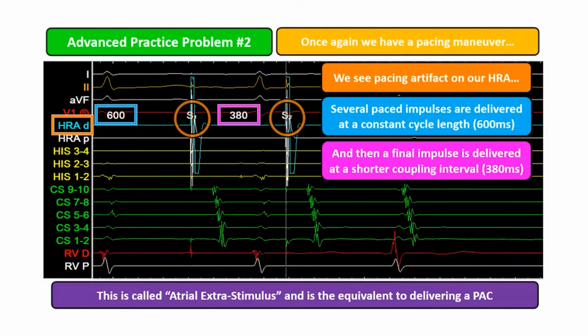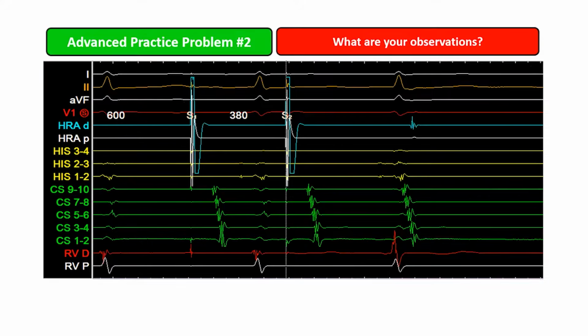This is called an atrial extra stimulus and is equivalent to us delivering a PAC that we have programmed specifically to come at 380 milliseconds. So now that we know what's occurring, that we're delivering a PAC, the question is, what observations can we make? Feel free to pause the video here and make any observations you can. Resume it when you're ready to proceed.